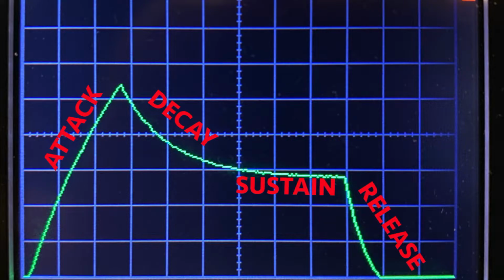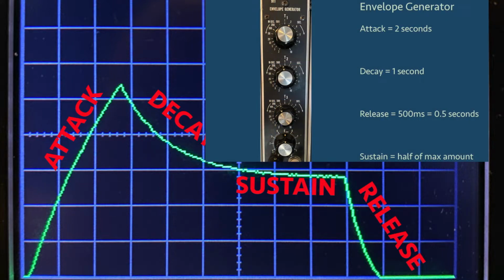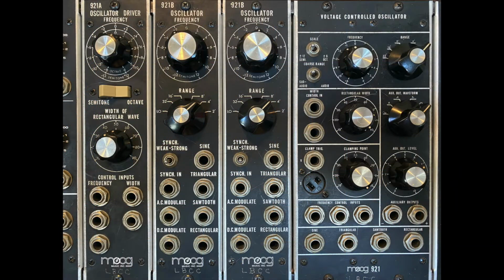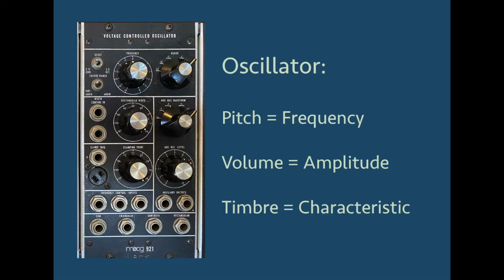In another video in this series, the envelope on a synthesizer was a demonstration of the mathematical concept of a function. In this video, we will discuss another function, the oscillator. An oscillator on a synthesizer can produce a sound that has a pitch, known as frequency, volume, known as amplitude, and can also produce different timbres at that same pitch.